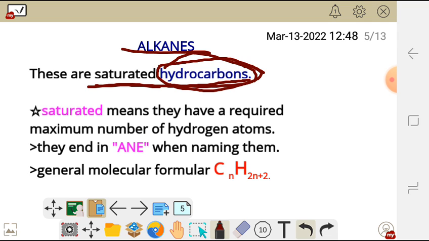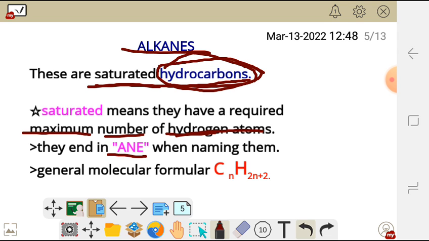What does the term saturated mean? Saturated means they have the required maximum number of hydrogen atoms in their compounds. They also end in ANE. When you name an alkane, it will always end with ANE. This is a suffix.